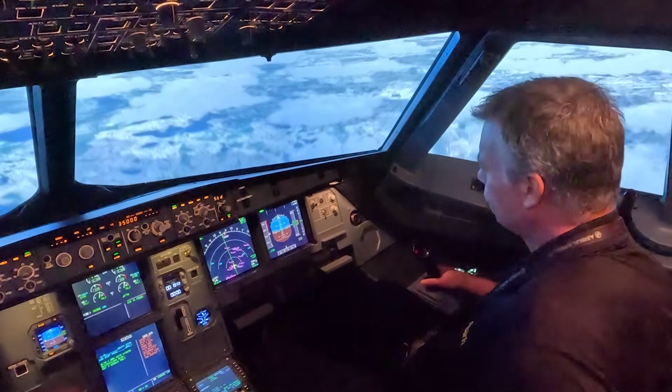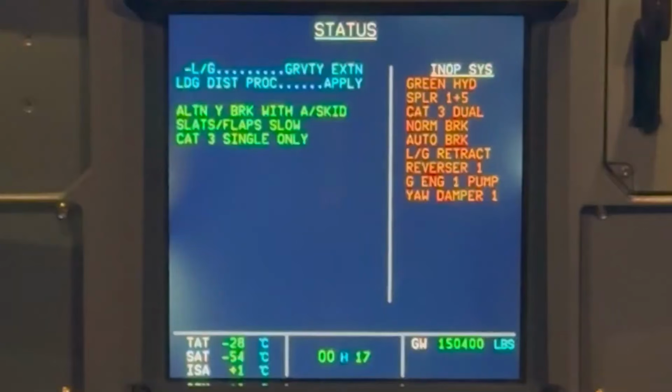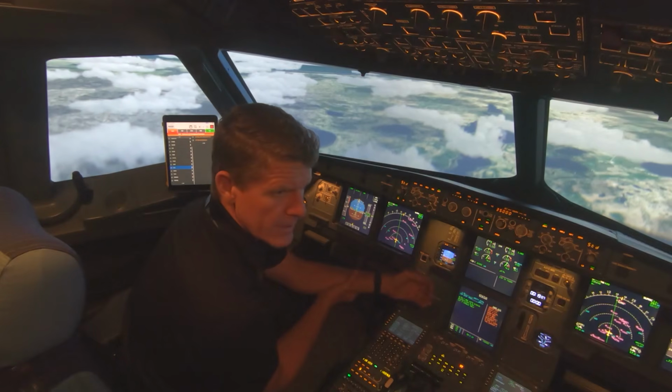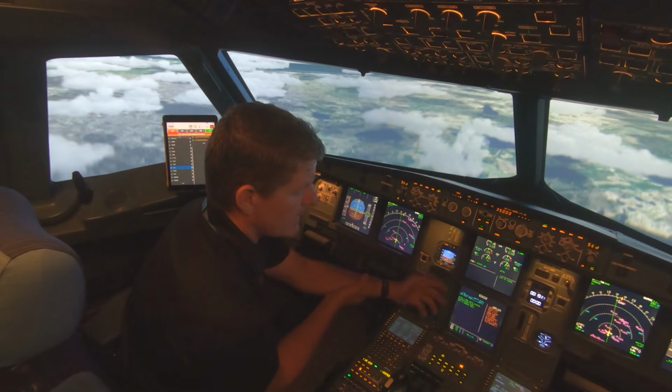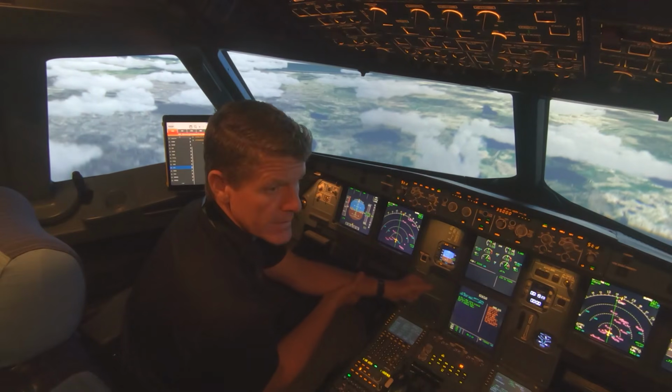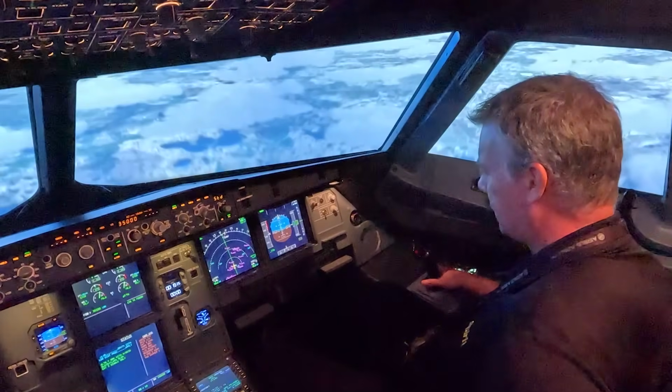That's good that we still have anti-skid. Slats and flaps will be slow, so maybe configure a little early. Cat 3 single only, that's fine, we shouldn't need it. Green hydraulic, spoiler 1 and 5, Cat 3 dual, normal braking, auto brakes. Landing gear retract is going to be inop, so we can't retract the gear once it's down.